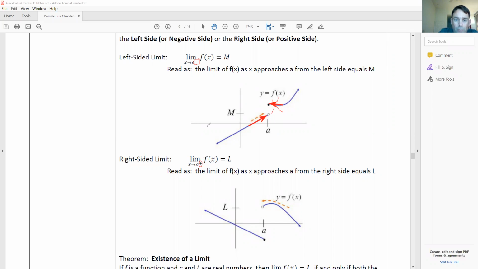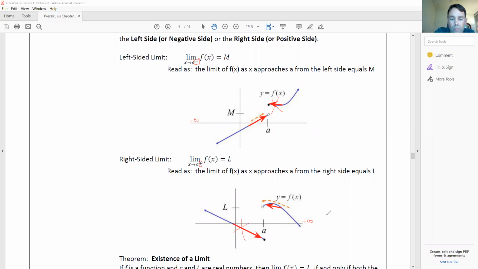Likewise, when we see the positive side, even though it approaches a down here from the left side and right here from the right side, I only want it from the positive infinity side. So therefore, I only want just that right side. That means this goes away. The negative side means it's coming from negative infinity, the left-hand side. The positive here means it's coming from positive infinity, or the right side.